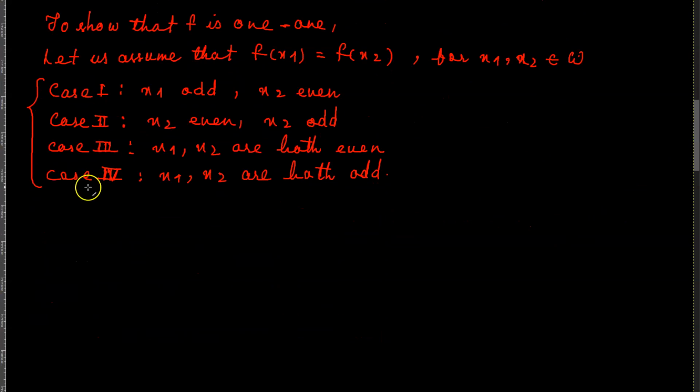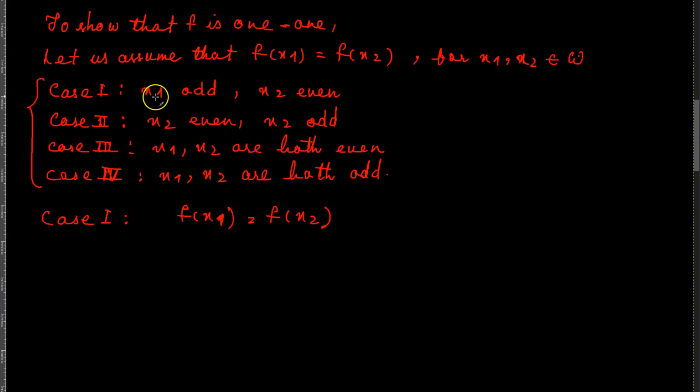Now, case 1, we are saying that x1 is odd and x2 is even. Now, if I assume that f of x1, the assumption that we had was f of x1 is equal to f of x2.